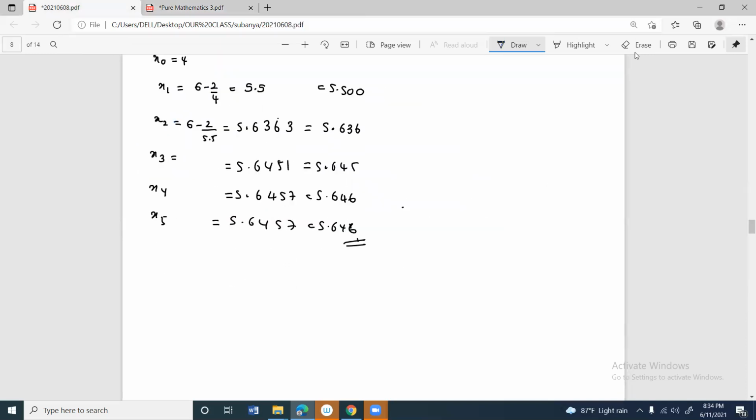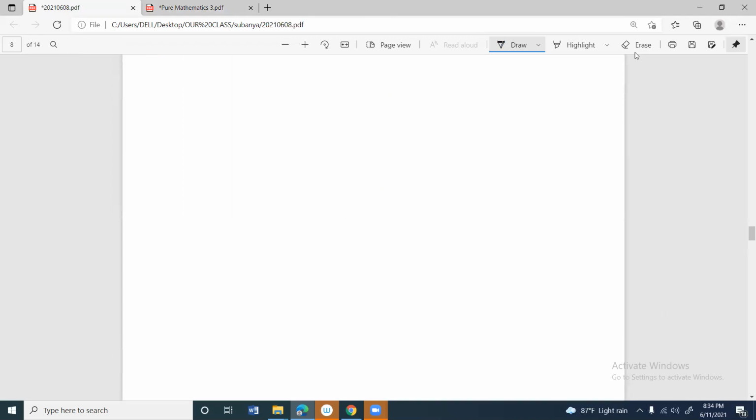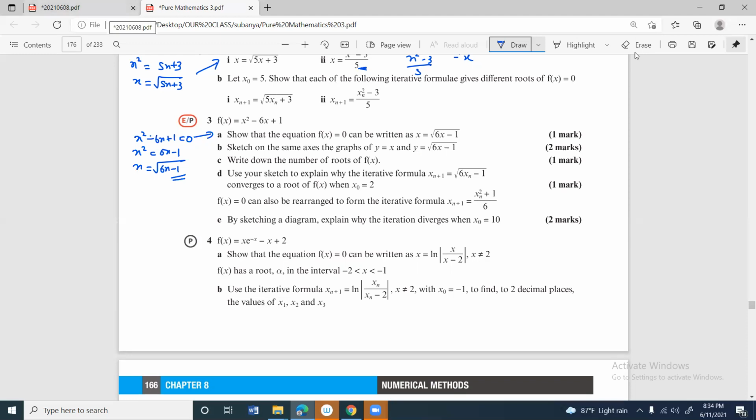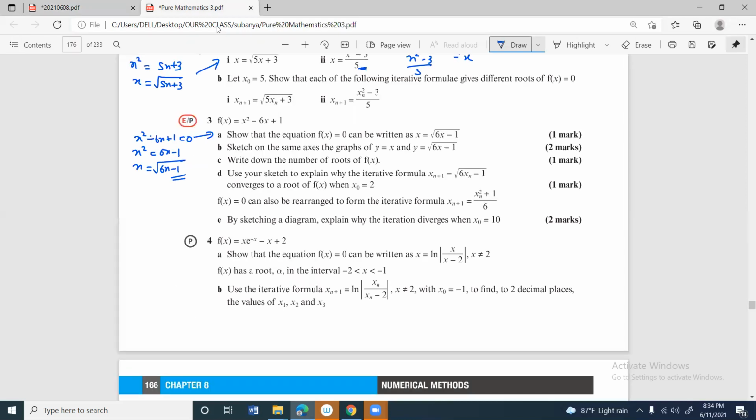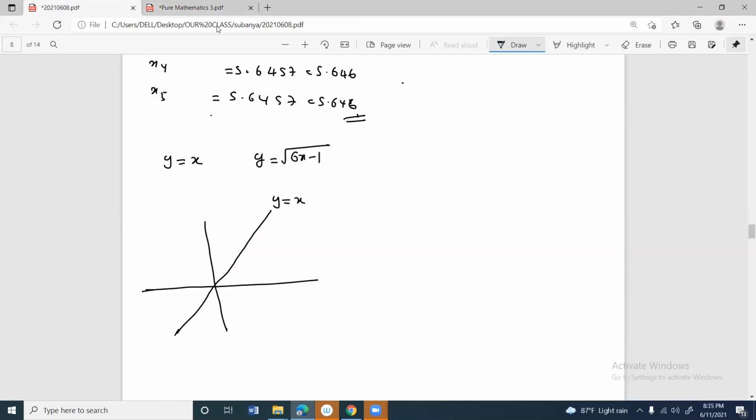Sketch on the same axes the diagrams y equals x and y equals the square root of 6x minus 1. We'll draw it here. If you sketch this graph, the y equals x line is just like this, and the square root graph would be just like this. 6x minus 1 means it's starting from 1 over 6. So the graph is like this.